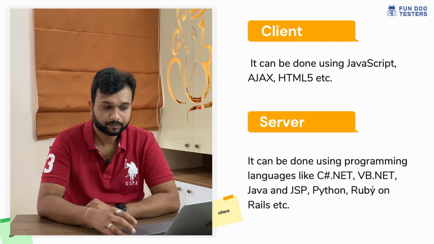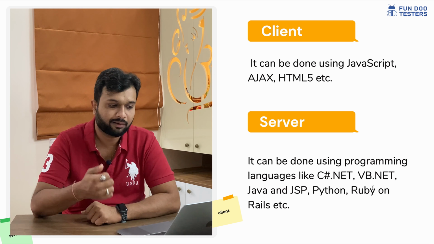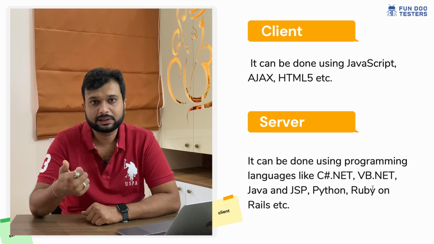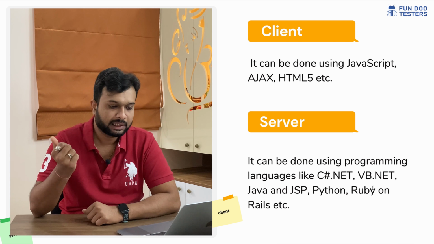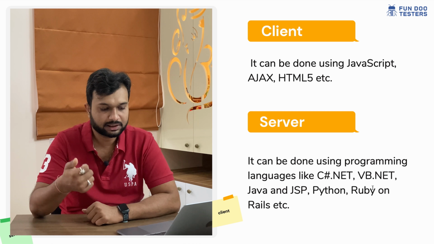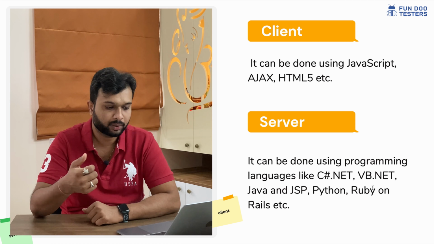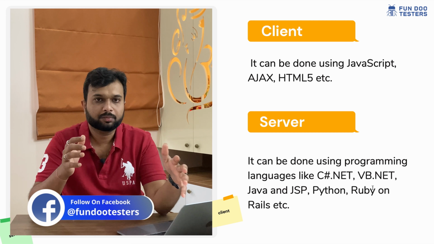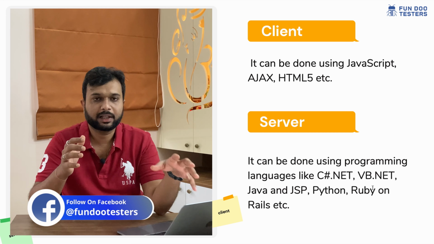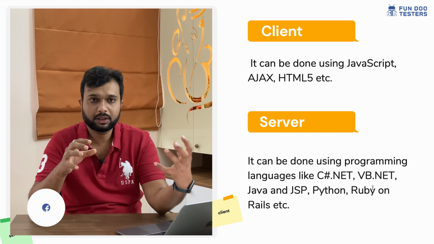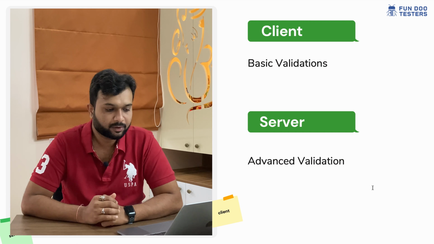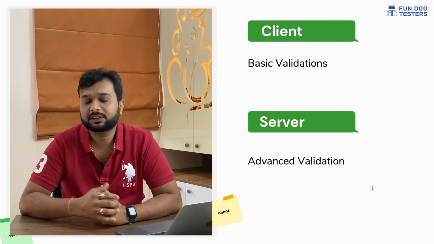Next, in client side validation, we use JavaScript, Ajax, or HTML5. HTML can be used as a technology for this. In server side validation, there will be C#, .NET, VB, Python, Ruby, or whatever backend languages are there. They will perform backend validation, and based on that we will get the response. Next, client side is basic validation, but server side is advanced level validation.